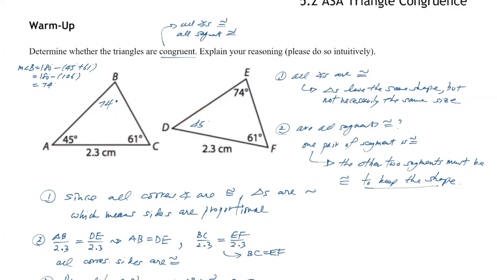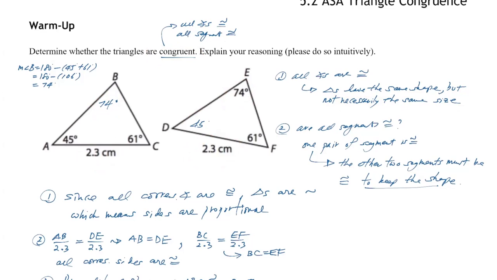So first thing that we could do is that all angles are congruent. Triangles have the same shape, but not necessarily the same size. So in order for the triangles to be congruent, all the angles have to be congruent and all the segments have to be congruent. Now, the additional information that we have is that the side opposite the 74 degrees is 2.3. So the question here is, are all segments congruent? And the answer is yes.